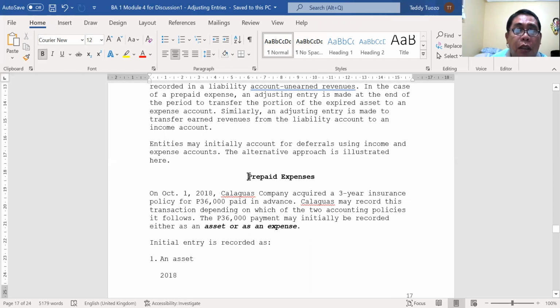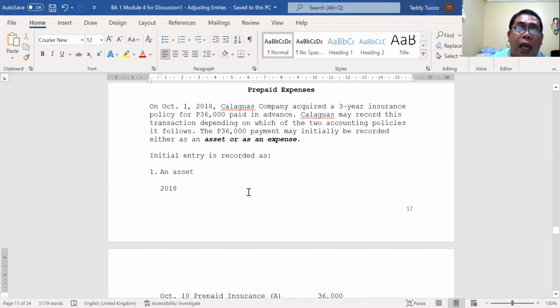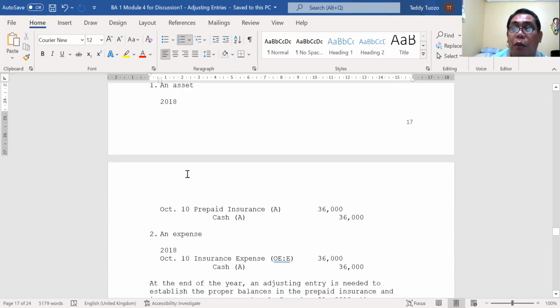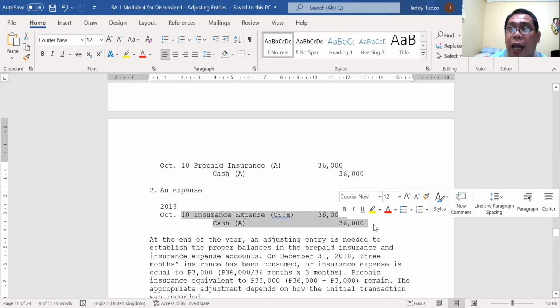So if asset method, that is our usual entry: debit to prepaid insurance, credit to cash. But if expense method, class, it is debit to insurance expense instead of the asset prepaid insurance, credit to cash. So if expense method, your adjusting entry should recognize the asset. So you should debit prepaid insurance and credit insurance expense.